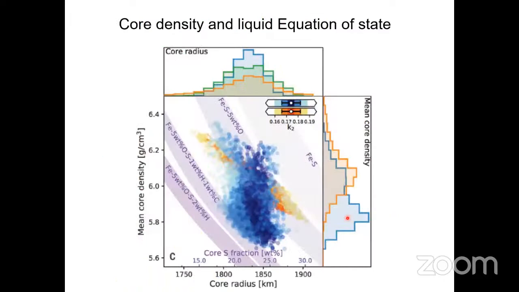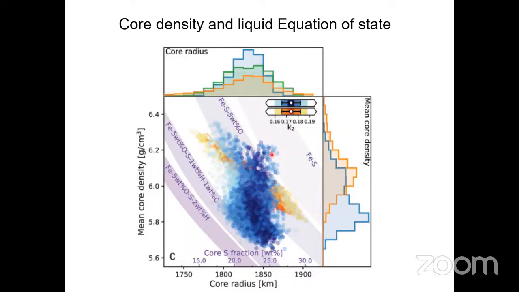This is their data. This is the mean core density on the y-axis, and on the x-axis, this is the core radius. And these dots are the statistical data. At the moment, they can only constrain the mean core density with this large uncertainty, and the core radius accordingly shows this large uncertainty. But the authors started a preliminary analysis of what kind of composition can match this density.